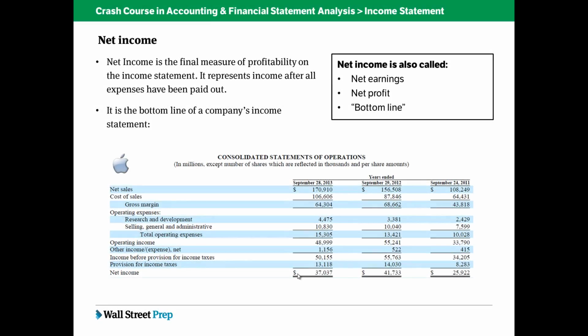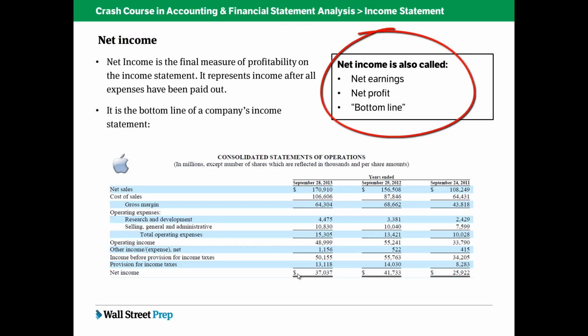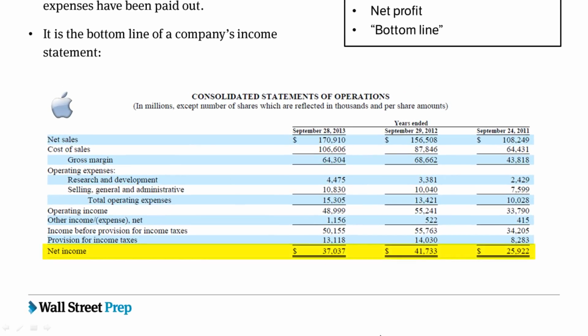Net income is the final measure of profitability on the income statement. It represents income after all expenses have been paid out. It's also called the bottom line because it is the bottom line on the income statement. It's called net earnings as well and net profit. So those terms are all used interchangeably: net income, net earnings, net profit. And here you see for Apple that they've reported net income of $37 billion on sales of $170 billion.